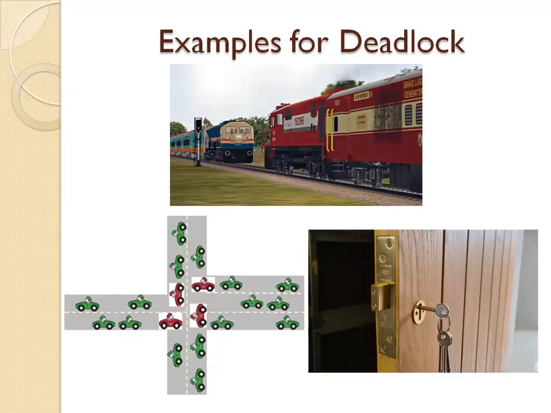In the second example, you can see the cars in green color as well as in red color. The green cars are coming forward and the red cars are blocked. Therefore, these cars cannot go that side, and those cars cannot move forward. That is a deadlock situation. And the third one is whenever a door is open, I cannot actually lock the door. Therefore, it is a deadlock situation.